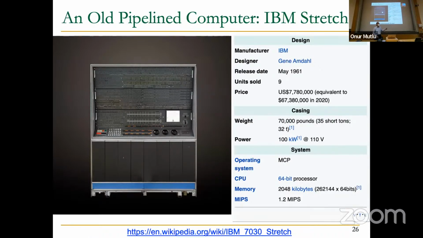This is not the first machine that implemented pipelining, but it has a lot of influence because it actually named the stages nicely: fetch, decode, execute. And you can see that Gene Amdahl is the key designer, and only 9 units were sold. Compare that to today's machines. And you can see the price is a bit higher than what you would pay for a cell phone.